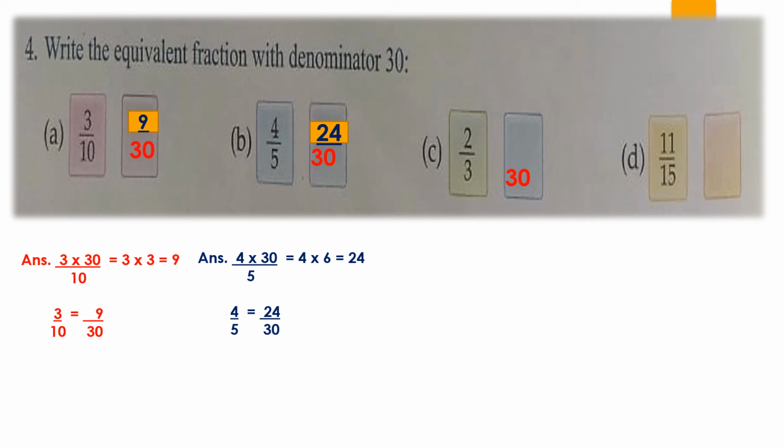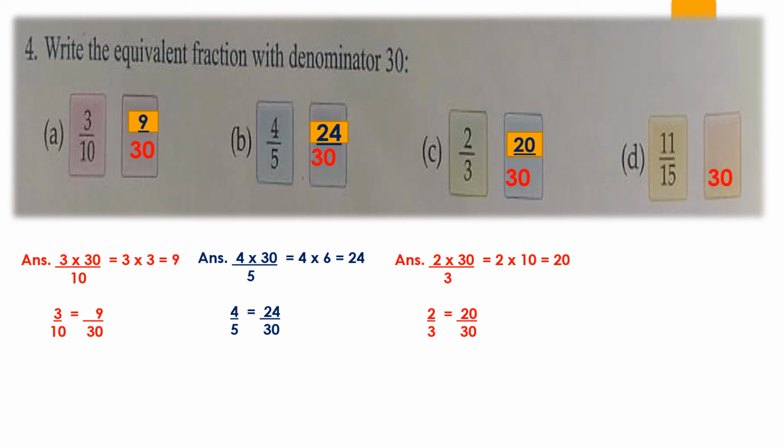Same way, C part, 2 upon 3. Here also you have to take denominator 30. It should be equivalent to 2 upon 3. Now 2 into 30 upon 3. Now see, 3 and 30 can be divided. It will give you 2 into 10, which is equal to 20. So 20 you will write on the numerator. So 2 upon 3 is equal to 20 upon 30.